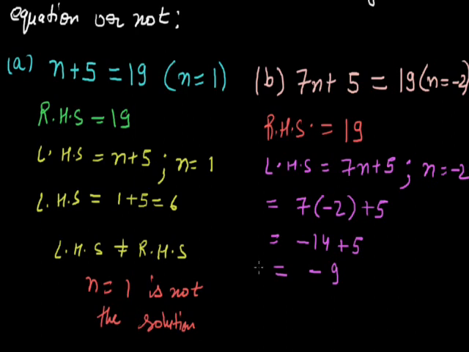Now again you can see that the left hand side of the equation is not equal to the right hand side of the equation. So again our answer will be no. n is equal to minus 2 is not the solution of the given equation.